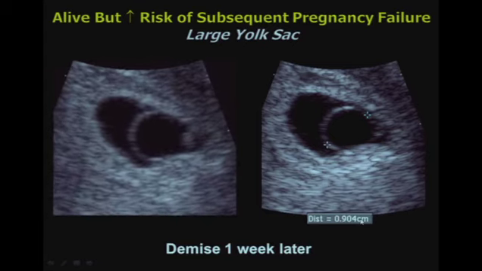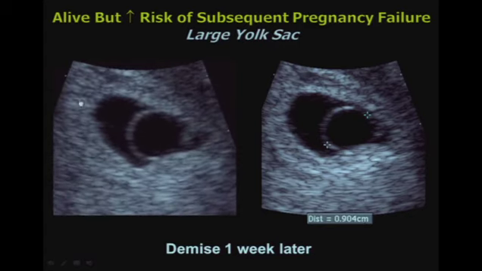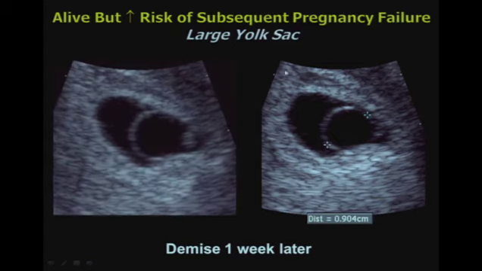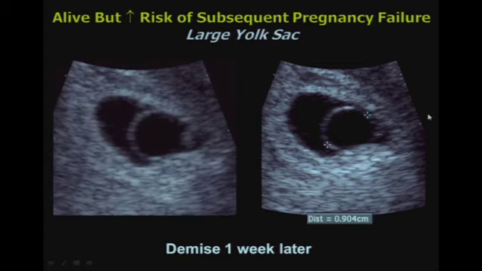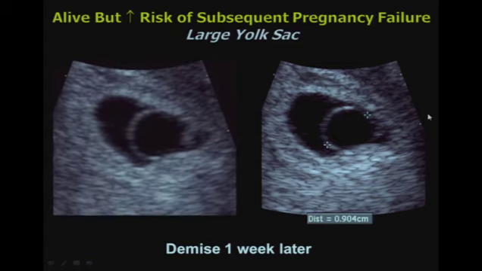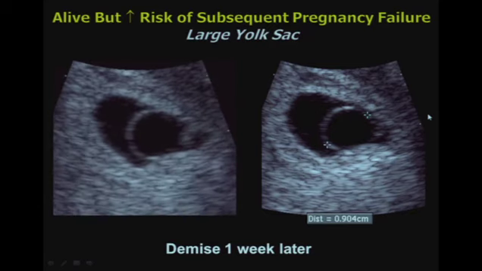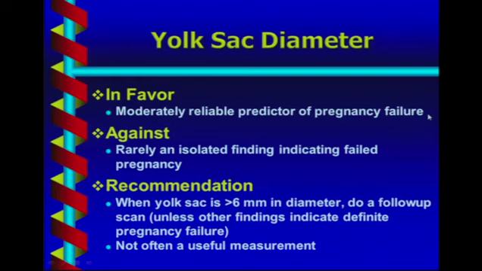And this went on. It's a very worrisome finding. Even though the embryo is alive at this point, there's an elevated risk of subsequent failure because of the large yolk sac, and the pregnancy went on to demise on a follow-up scan a week later. So the yolk sac diameter is a moderately reliable predictor of pregnancy failure when it's large.